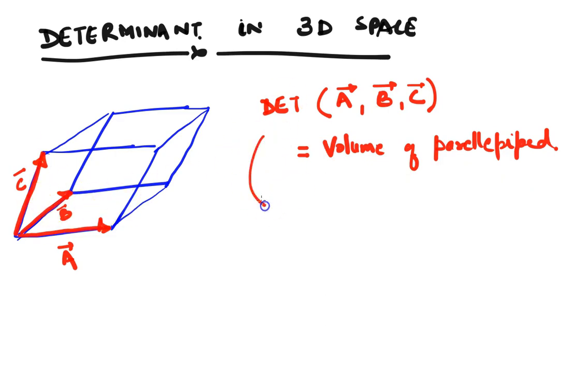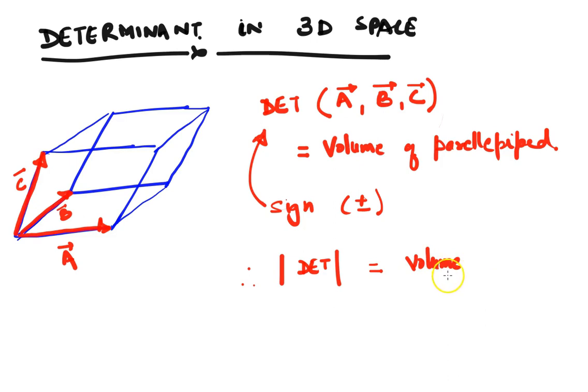Again, we don't know the sign, as it could be positive or negative depending on the values of A, B, and C and the directions of A, B, and C, and therefore the magnitude, or the absolute value, of this determinant is the volume of a 3D figure.